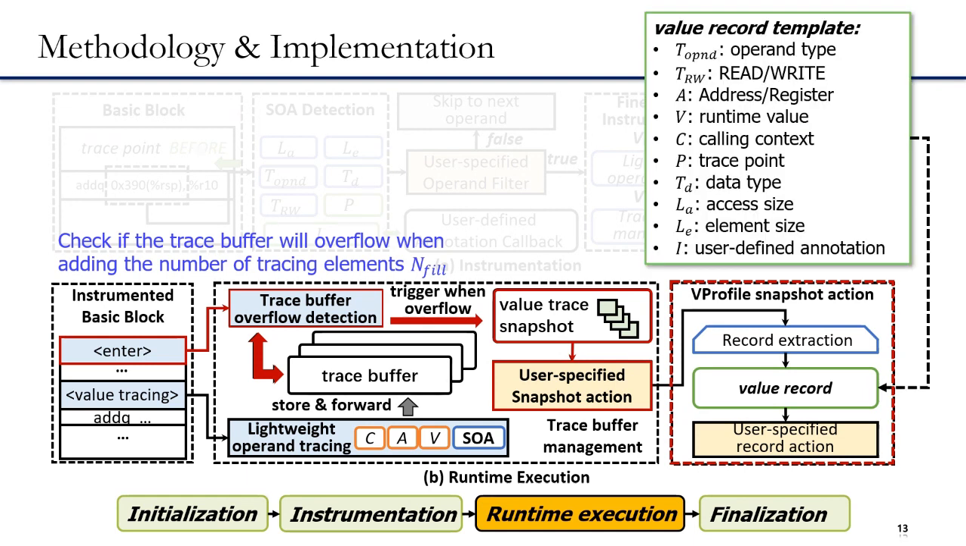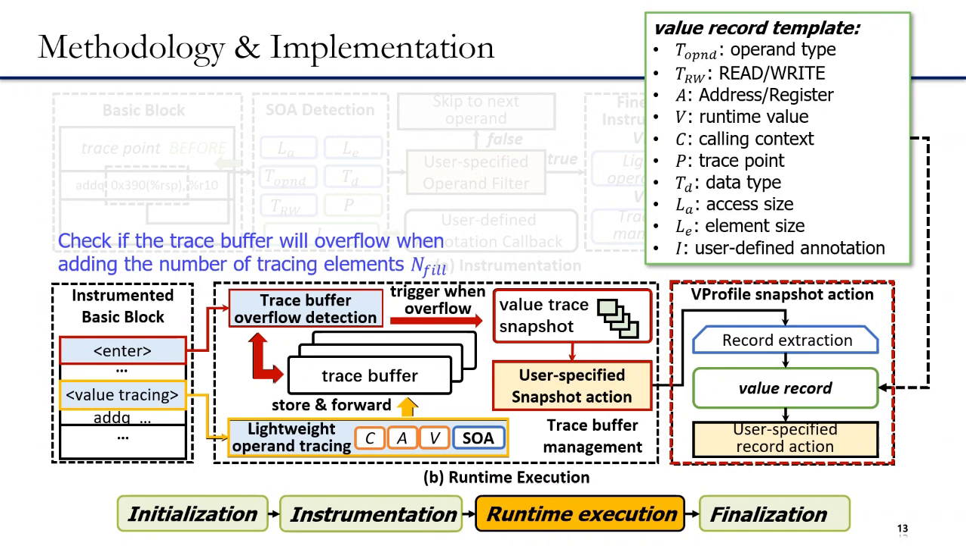VClinic utilizes a uniform visual layout, as shown in the slide, for the value record with a concise API design. The attributes not instrumented will remain as undefined values. After handling the trace buffer, the triggered trace buffer is cleared.